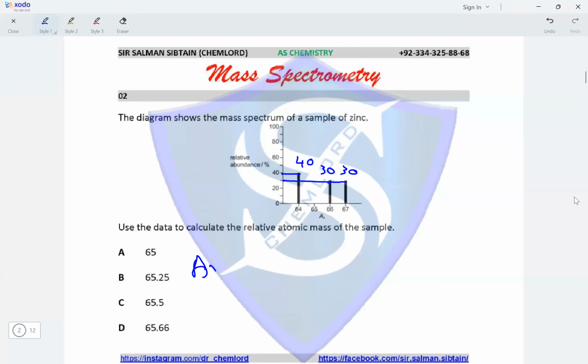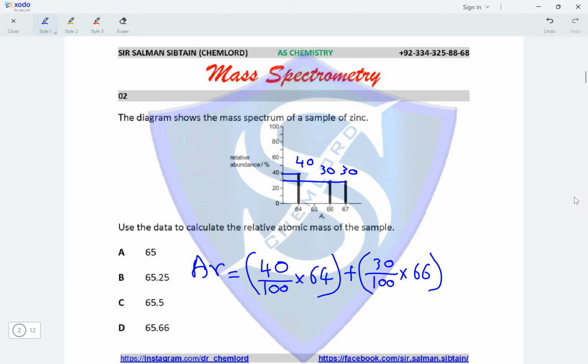In order to calculate the AR, we must divide 40 by 100 and multiply it by 64. Add this sum to 30 upon 100 into 66. Add this to 30 upon 100 into 67. The sum total of which comes to 65.5. So this makes option C the correct option for this question.